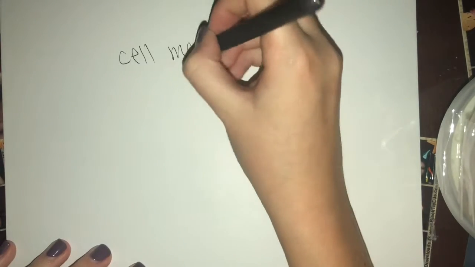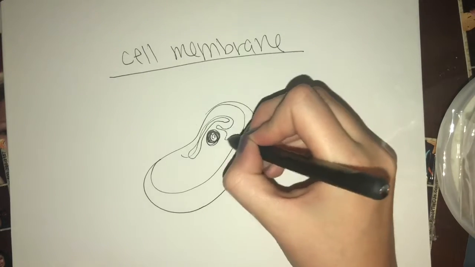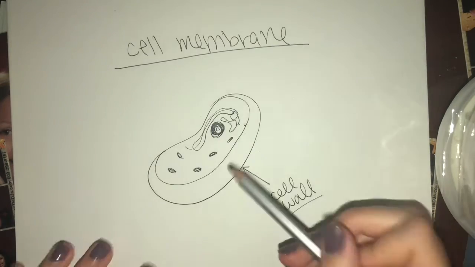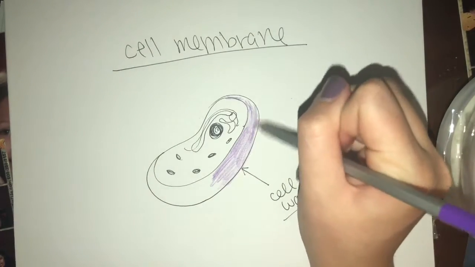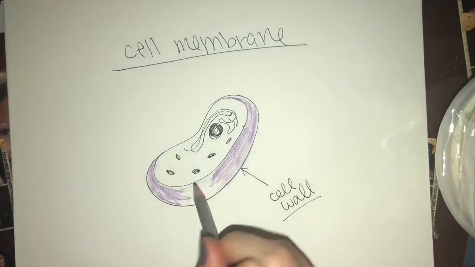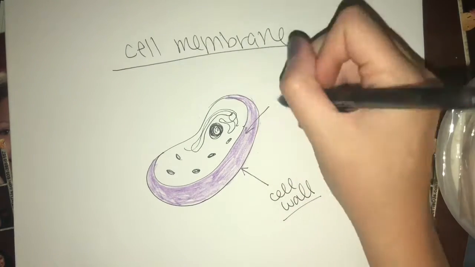The next part of the cell that I'm going to be talking to you about is the cell membrane. This is a semi-permeable membrane surrounding the cytoplasm of a cell. As I start coloring the cell, the purple represents the cell membrane. And as I start labeling it, you can see that the cell wall surrounds the cell membrane, and the cell membrane surrounds the cytoplasm of a cell, which we will get to later.